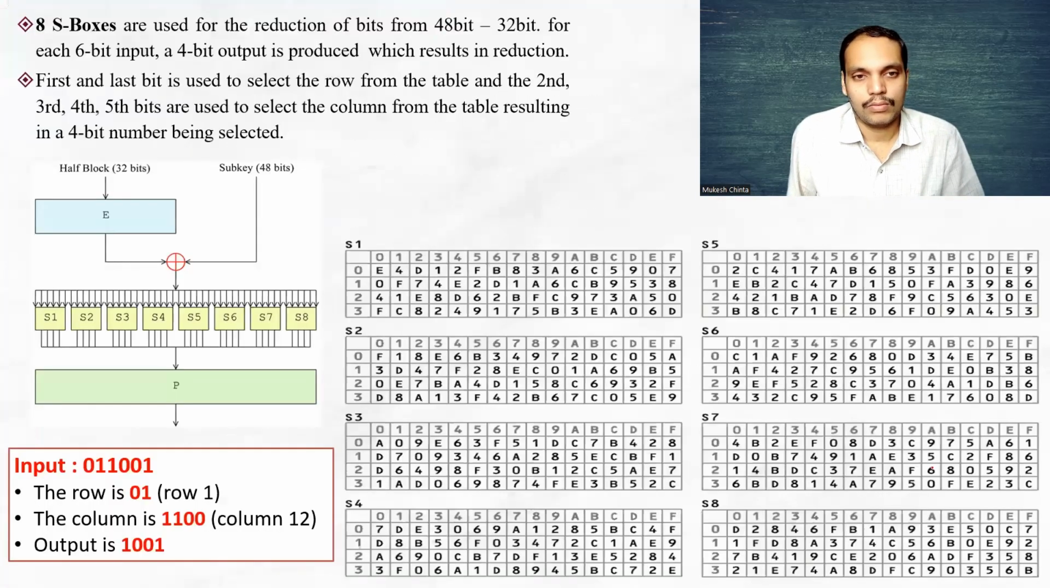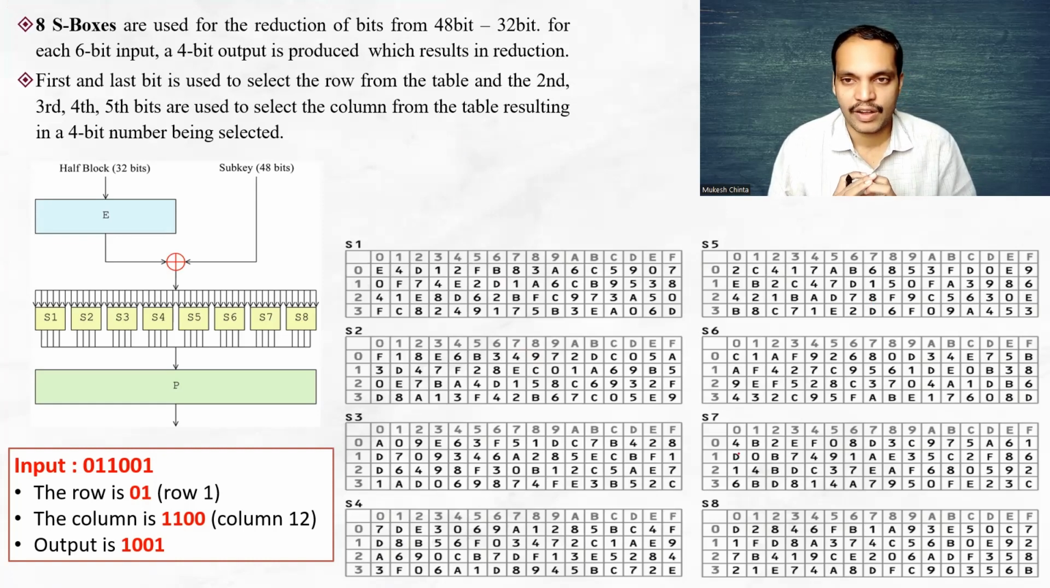Okay. Now, these are the 8 S boxes, as I told you. The 8 S boxes are used for the reduction of bits from 48 to 32 bits. For each 6-bit input, a 4-bit output is produced, which results in the reduction. You can see this. Now let me take a small example. These are the 8 S boxes which are designed for DES. These are also once again fixed and you cannot tinker with them.